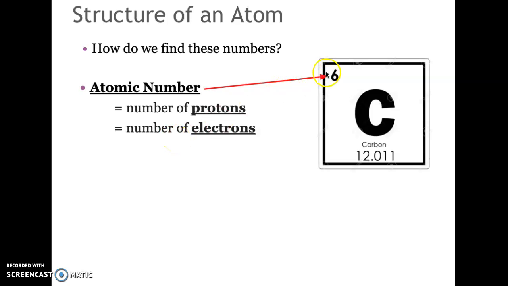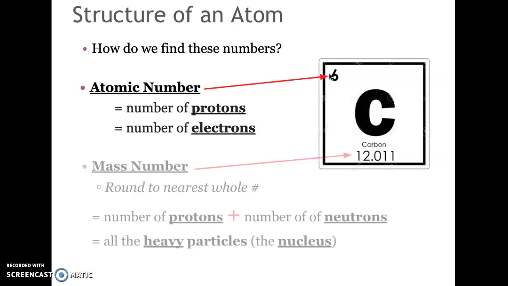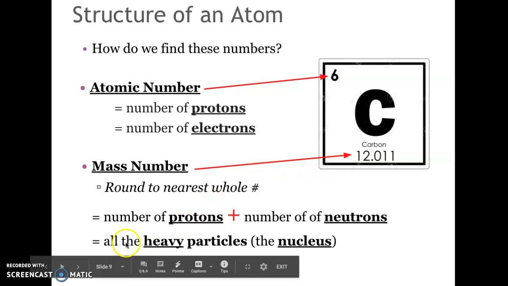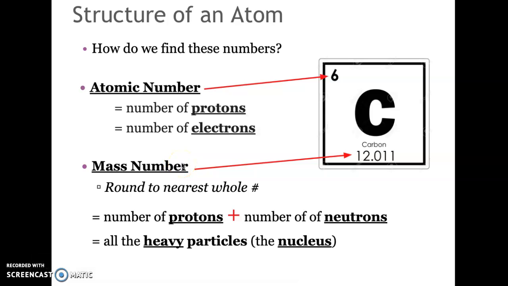So the atomic number tells us protons and electrons. The mass number doesn't give us a direct number of neutrons, but it does tell us the mass of the atom. So that's telling us the amount of stuff in the nucleus, so not counting the electrons.